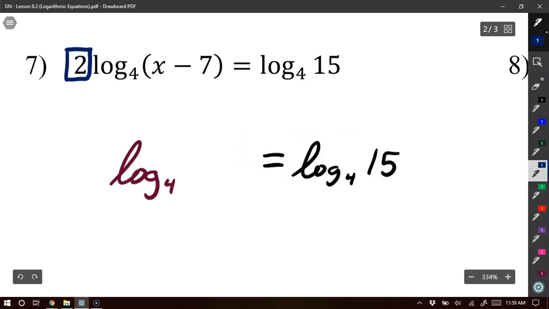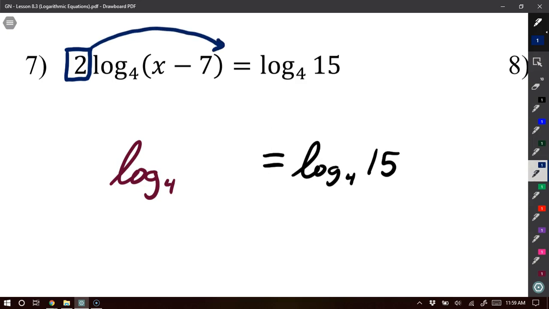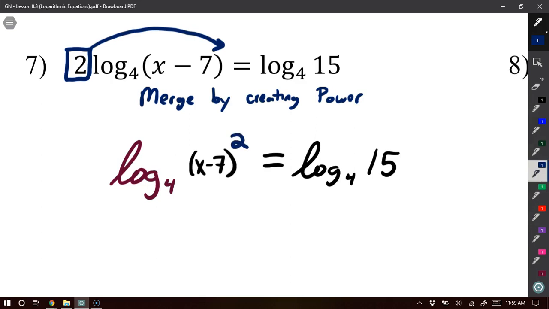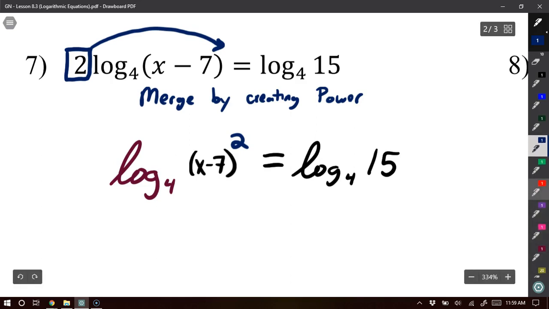So I have to take that 2 and I'm going to move it. I have that x minus 7 there. It's just now it's squared. That 2 slid up to the top. And now how would I solve? Because I got the first part down. I know I'm going to merge by creating an exponent.